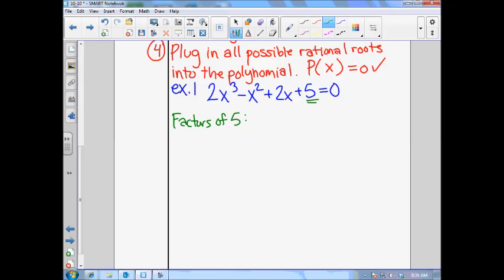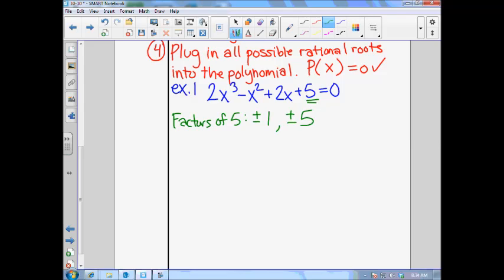1 and 5. I can think of 2 more. Nope. Factors are smaller or equal to. Negative 1 and negative 5, right? Plus and minus 1, plus and minus 5. So we have to be cautious and make sure we're keeping track of the negatives as well.